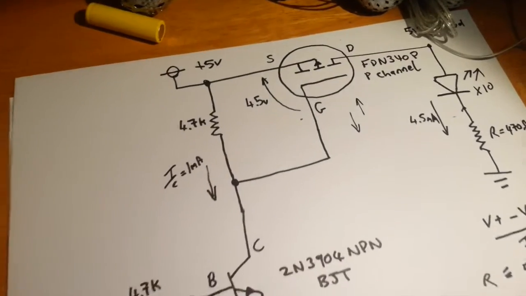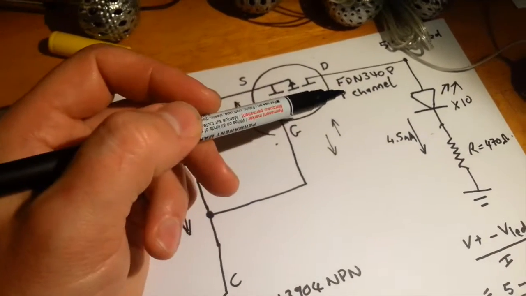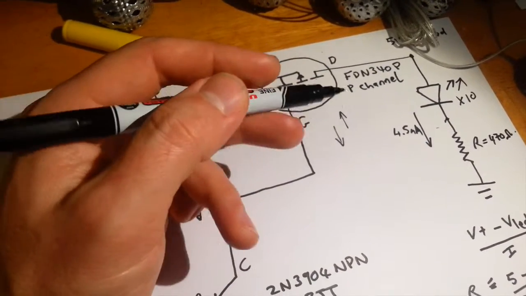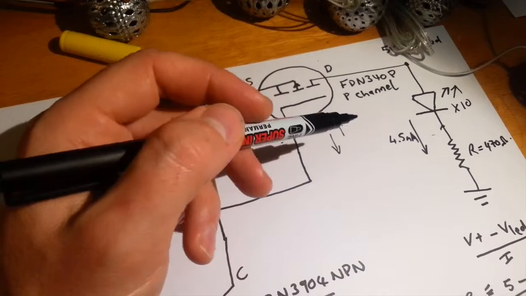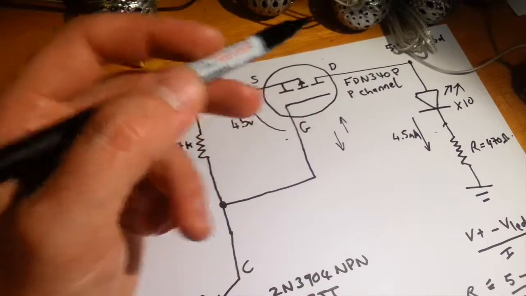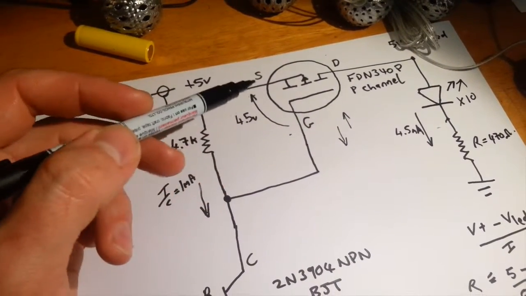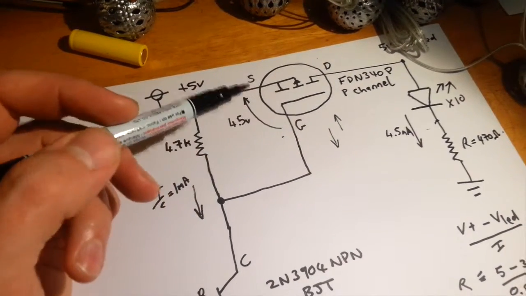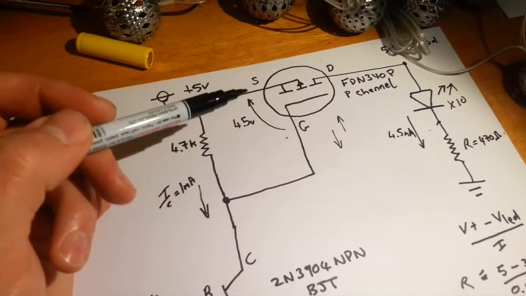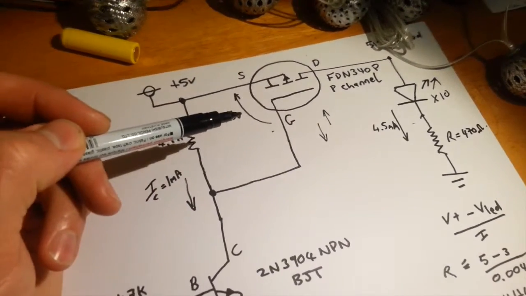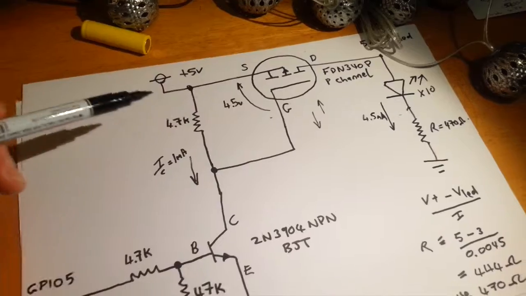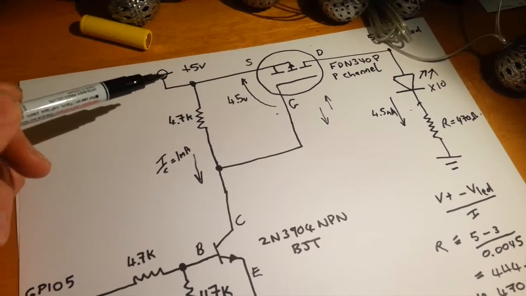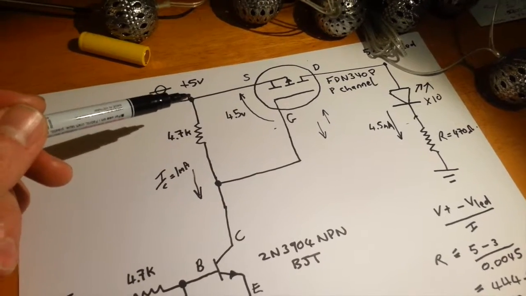Now, in terms of component choices, as I say, this FDN340P was on hand. It's rated at about 20 volts or so, but the maximum voltage that it's specified in its absolute maximum ratings for the difference between gate to source voltage is 8 volts. So in this kind of application, if you were to increase the supply voltage to something like 8 volts, you're really kind of pushing it.